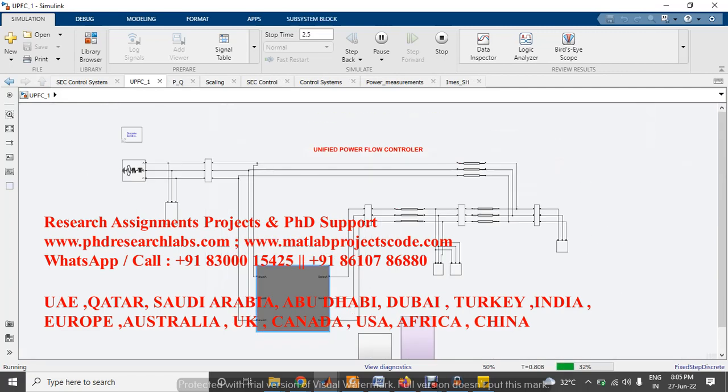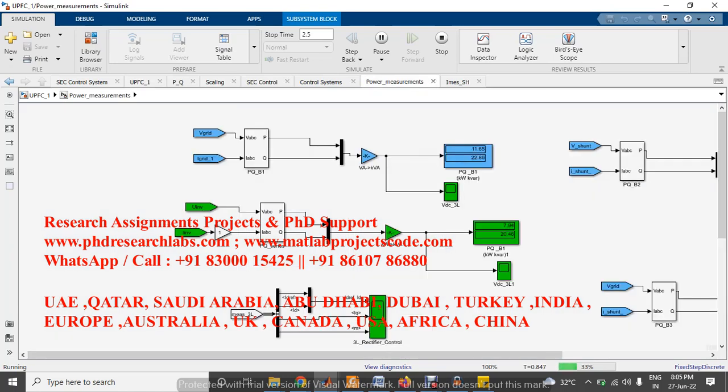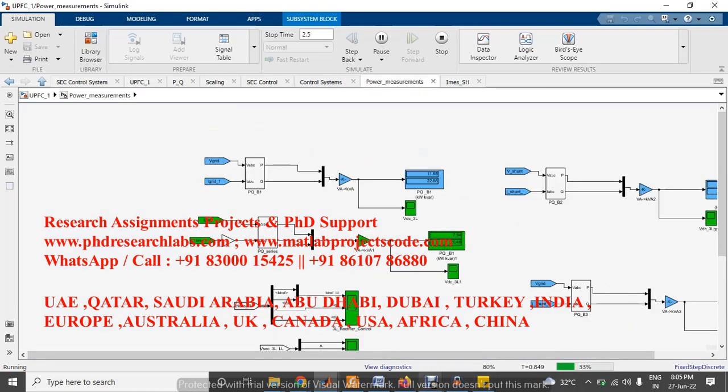So here that shunt converter controls the AC voltage and DC voltage, while the series converter controls the active and reactive power of the UPFC system. So here we can check the system measurements of the UPFC system and the three-phase grid.